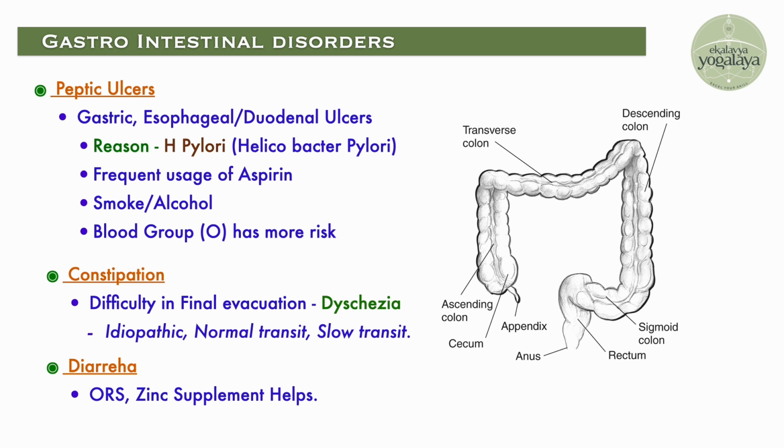Continuation of gastrointestinal disorders. Peptic ulcer: gastric, esophageal, duodenal ulcer. Again, the reasons are H. pylori, frequent usage of aspirin medicines, consumption of alcohol and smoking. Constipation, difficulty in final evacuation, comes in different types: idiopathic, normal transit and slow transit. For diarrhea, take ORS and zinc supplements, which help.